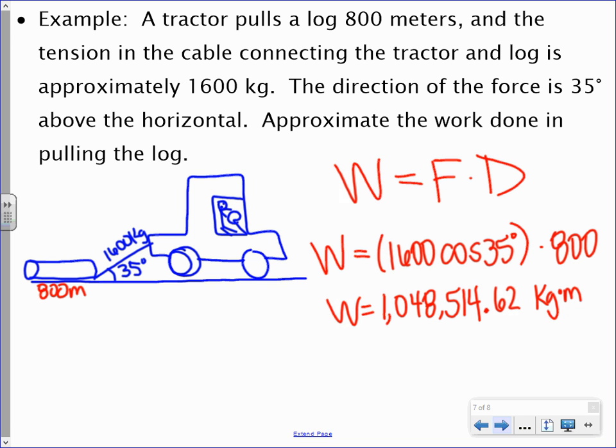Would the vertical component matter? Not unless it's moving vertically. Trying to think of an example where that would be: if I'm pulling at an angle and my object's moving vertical, then the vertical component would matter. But I can think of a lot more examples of horizontal movement, like pulling things, that we're mostly going to see in here. I used cosine since we are worried about the horizontal component of force, because it's moving horizontally.